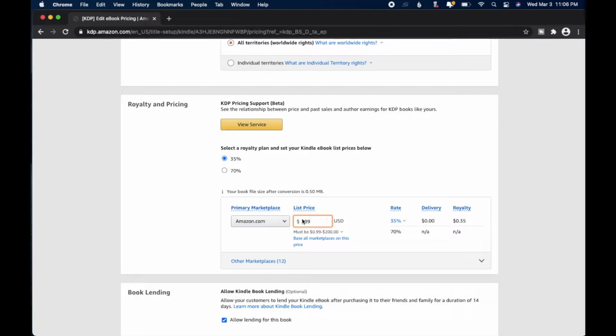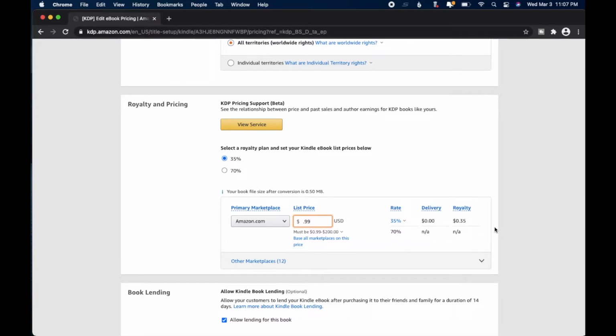So what do we have to do at these different price points in order to achieve $100 in royalties? Well, if we have our ebook priced at 99 cents, and I'm doing a little bit of math here on my calculator, if our ebook is priced at 99 cents and we get a 35 cent royalty, we would need to sell 285 books to get $100 in royalties.